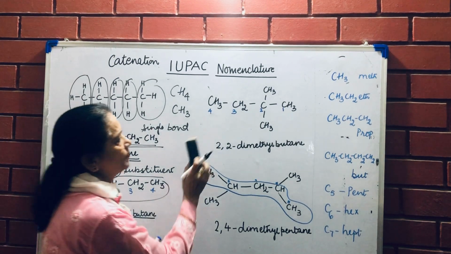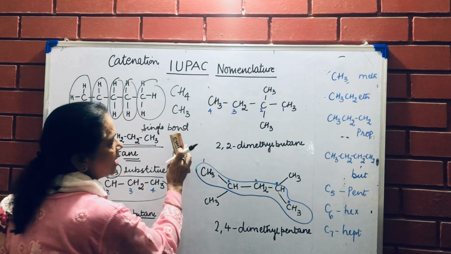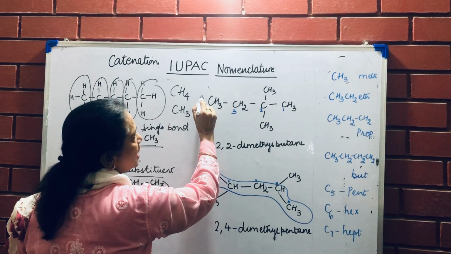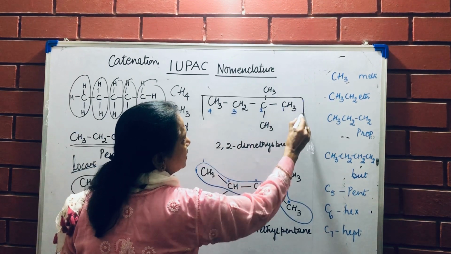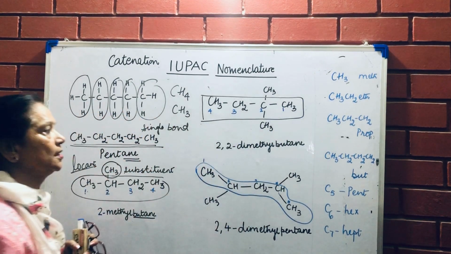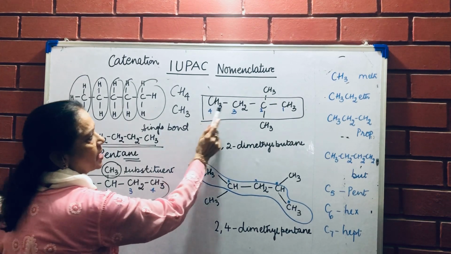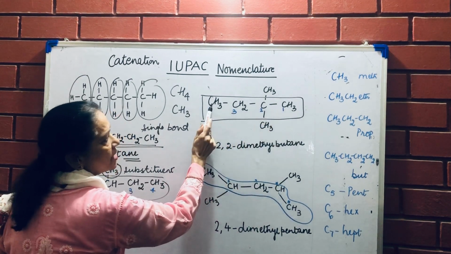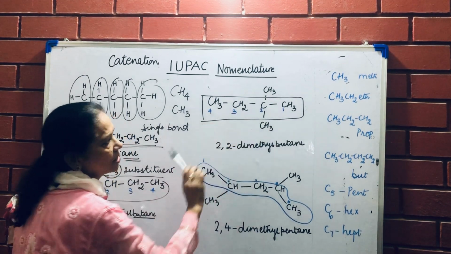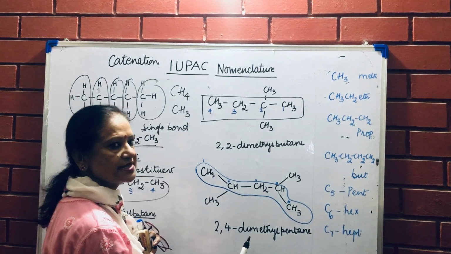Now look at this compound. In this compound again I will first have to look at the longest chain. This is the longest chain. We will count from all sides: 1, 2, 3, 4. I could have taken 1, 2, 3, 4 the other way. It will make no difference. The name will come as same.